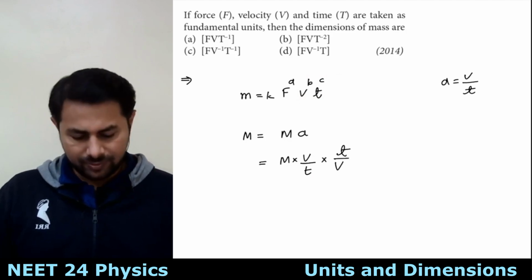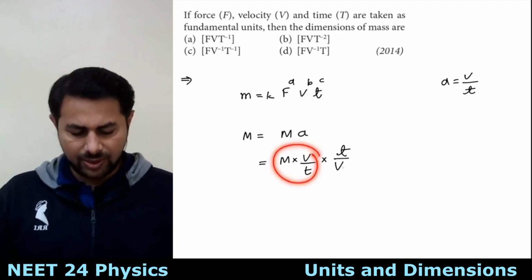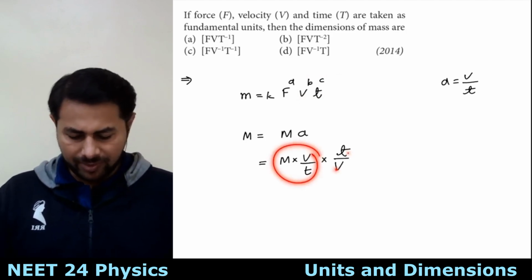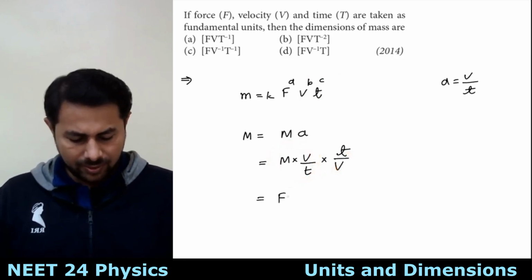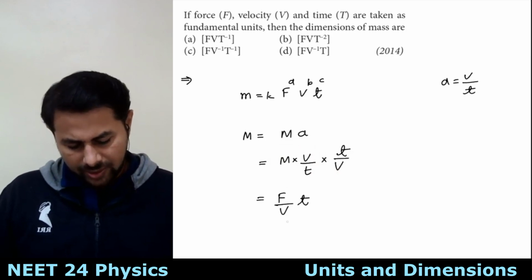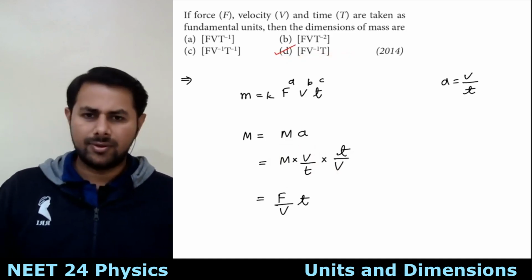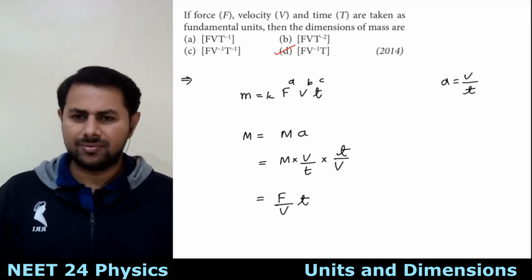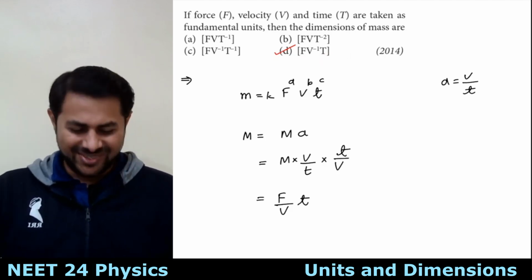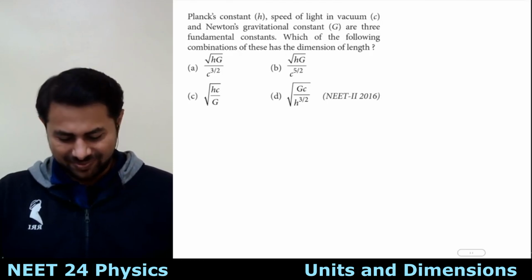That's it. So this thing is force and you are dividing by v, multiplying by t. So force by v times t. This should be the answer. Yeah, so it is option D. Very good. Okay, somebody said option D. Alright, let's see the next one.